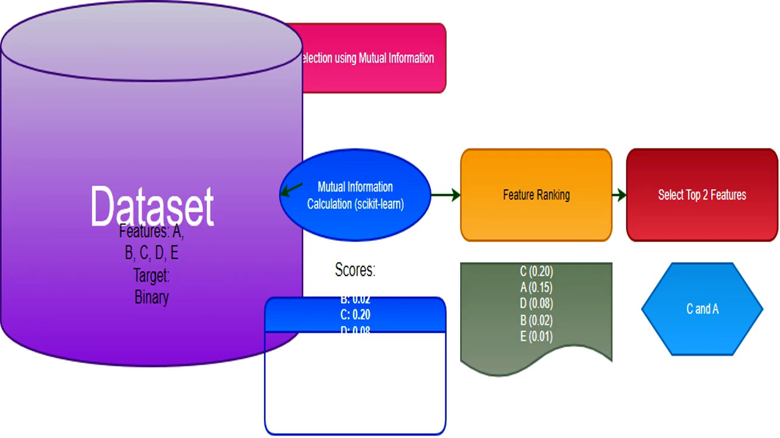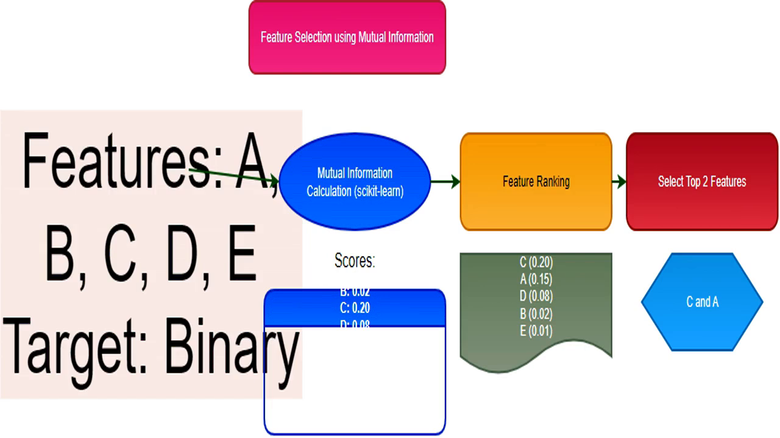I have a dataset with 5 features, labeled A, B, C, D, and E. The target variable is binary, meaning it can only take on 2 values, like 0 or 1. This is the data I'll use for feature selection. This line describes the specific features in my dataset, A, B, C, D, E, and confirms the target is binary, 2 possible outcomes. We're selecting features based on how well they predict the target.